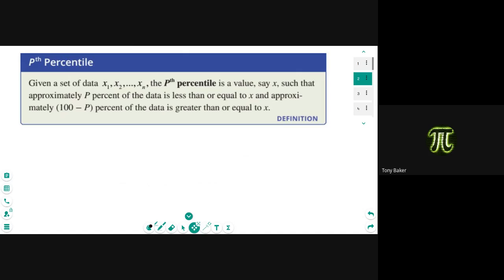All right, so last class we looked at mean, mode, median, and range. So the median is really like the 50th percentile. It's the number in the middle. So percentiles just gives us the ability to find any number that's in that list.